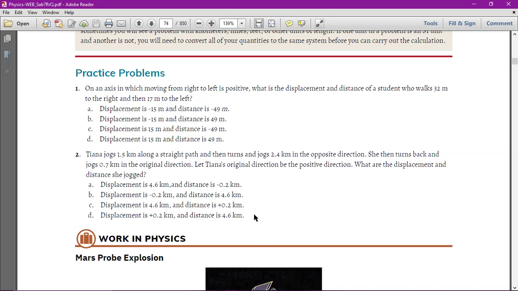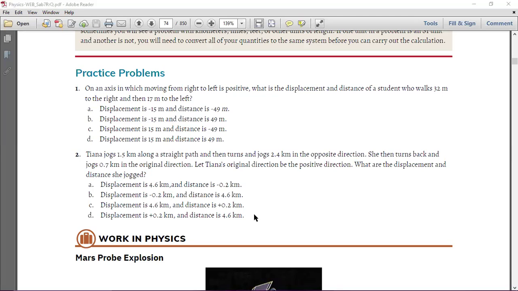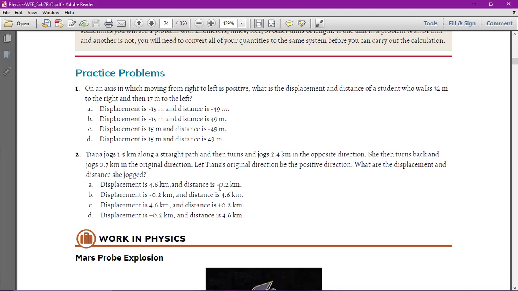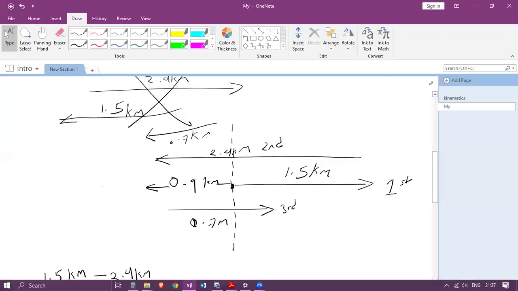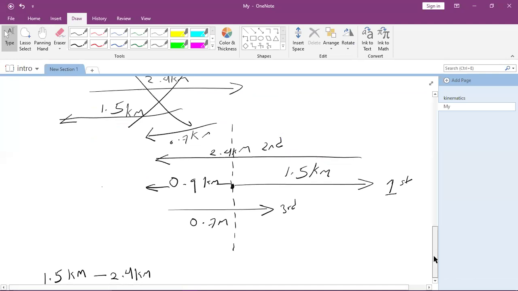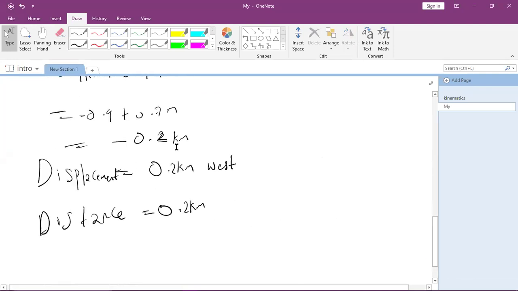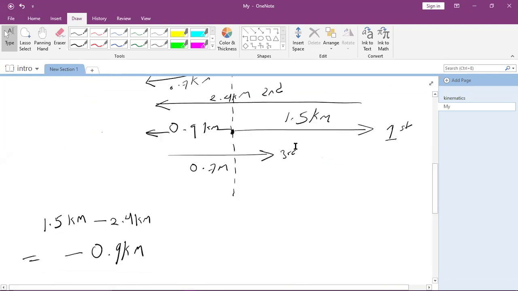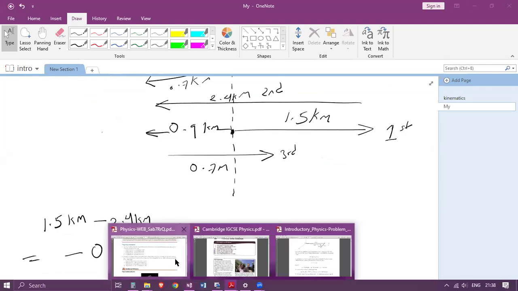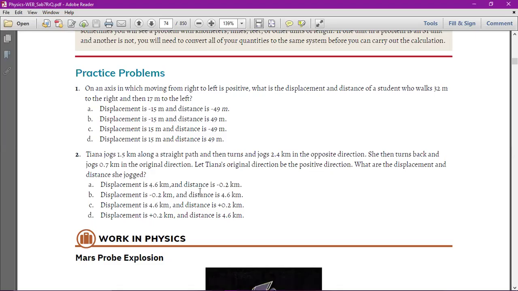Okay, I will send you a voice note to explain it properly. But I think it should be our answer because our answer was minus 0.2 kilometer, our displacement, right? Then when I calculated the total of the whole distance, we had 4.6. So this should be our answer.